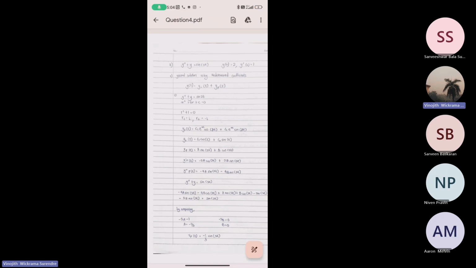Given the second order differential equation y double prime plus y equals sine 2t, where y(0) equals 2 and y prime(0) equals 1. The first question states that we need to find the general solution of the given differential equation using undetermined coefficients.